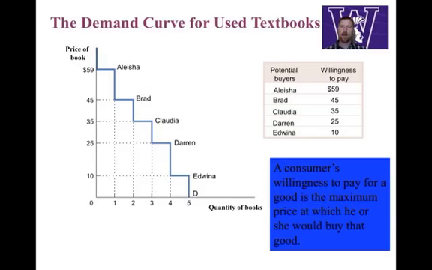On this slide is a demand curve for used textbooks. You'll be in this situation next year, I'm sure. Here's our potential buyers: Alicia, Brad, Claudia, Darren, and Edwina. And their willingness to pay. Alicia's willing to pay $59, Brad $45, then $35, $25, and $10. That's how much they're willing to pay for a used textbook.